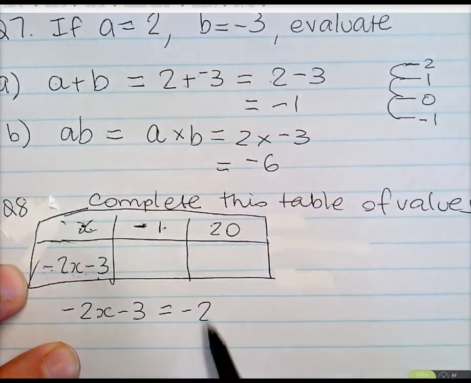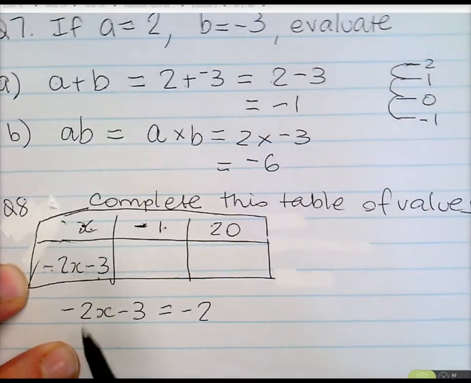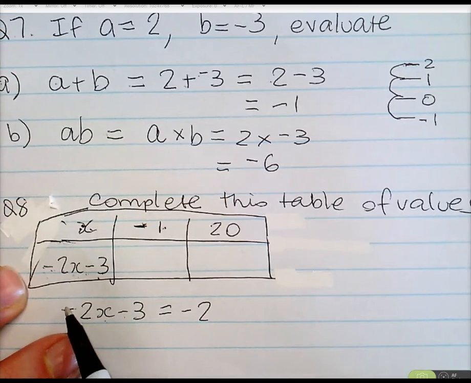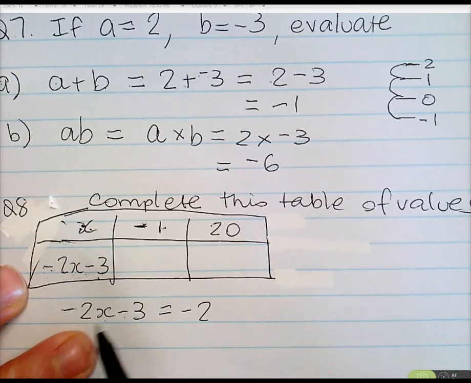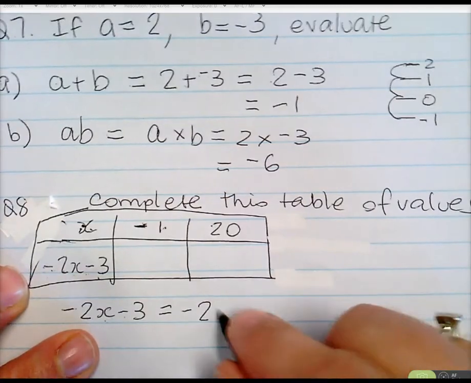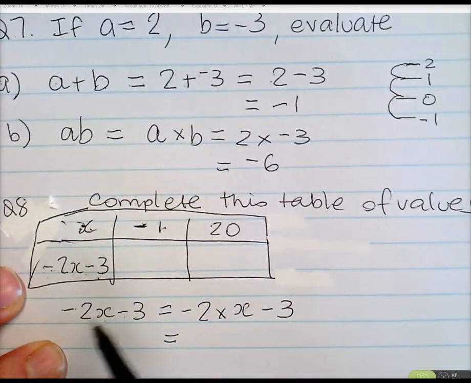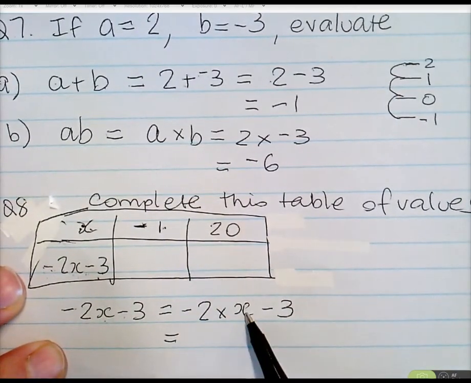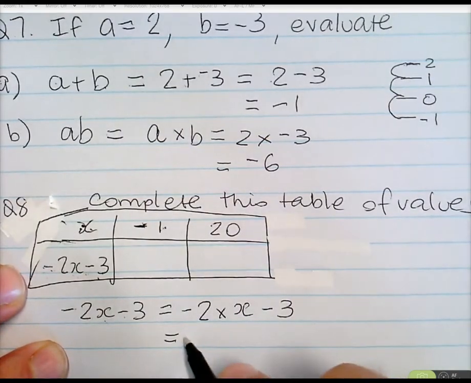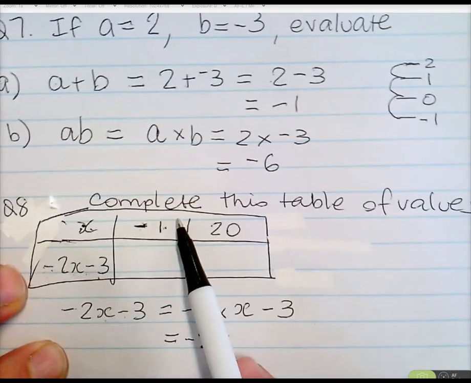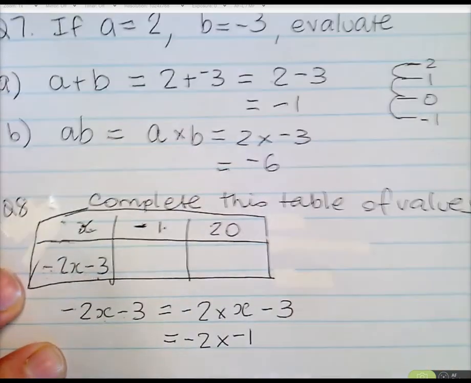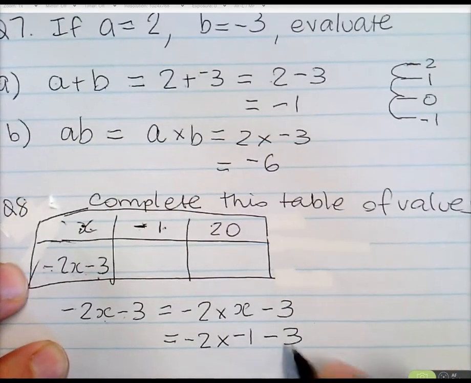Minus 2x minus 3 means negative 2 times x. A negative and a negative is a positive, yes, but minus 2x minus 3 means negative 2 what? Plus x, times x, minus x, or divide by x? Times x, minus 3. This is what that means. Minus 2x minus 3 means minus 2 times x, take away 3. Now with the first one, we have to substitute x is negative 1. So minus 2 times, I put negative 1 in, times negative 1, take away 3.